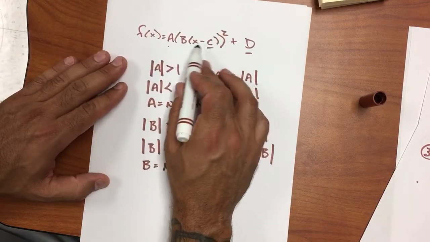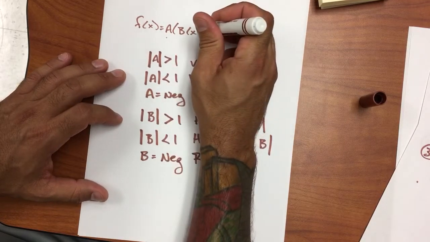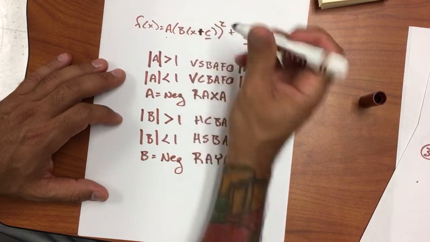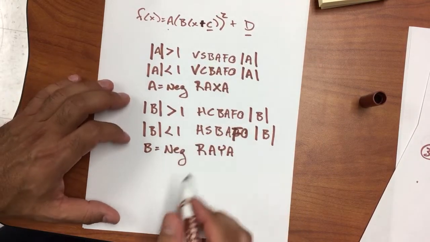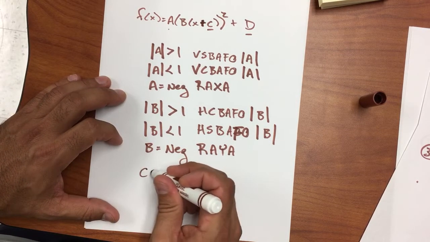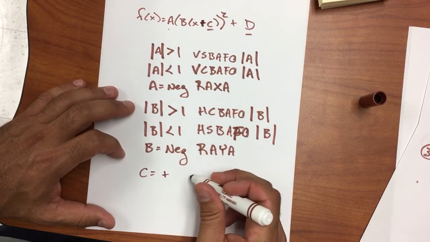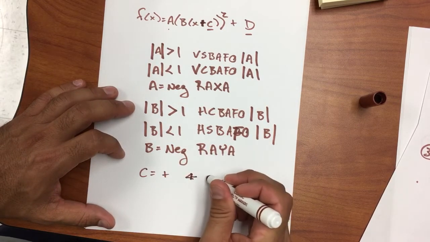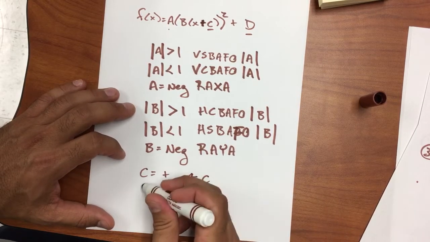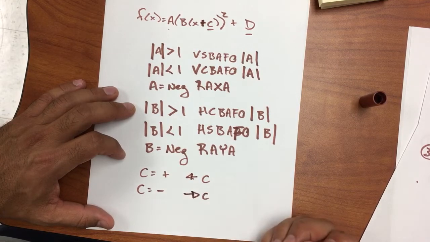So notice right here it says minus c. I'm gonna actually change that. I'm gonna make this just like this, so it's a little bit more simple for us. Okay, so if c is negative, well, let's say c is positive first. If c is positive, we move to the left c spots. If c is negative, we move to the right c spots.